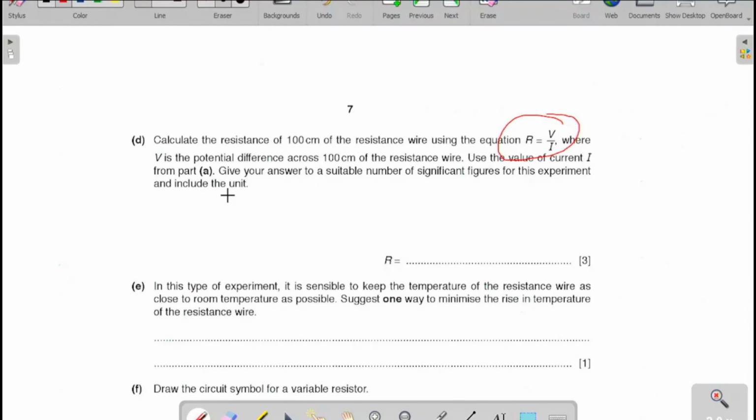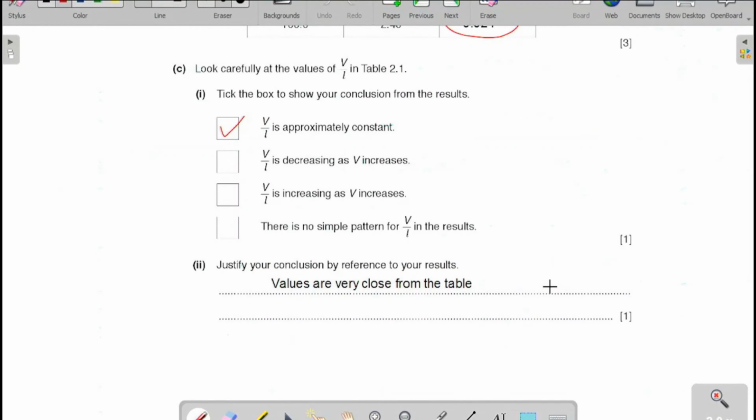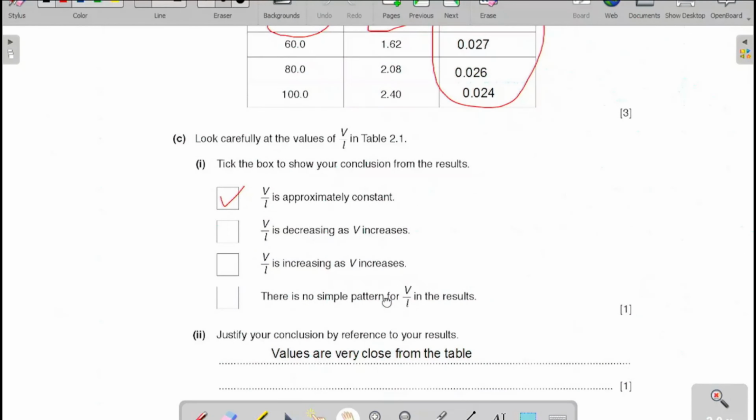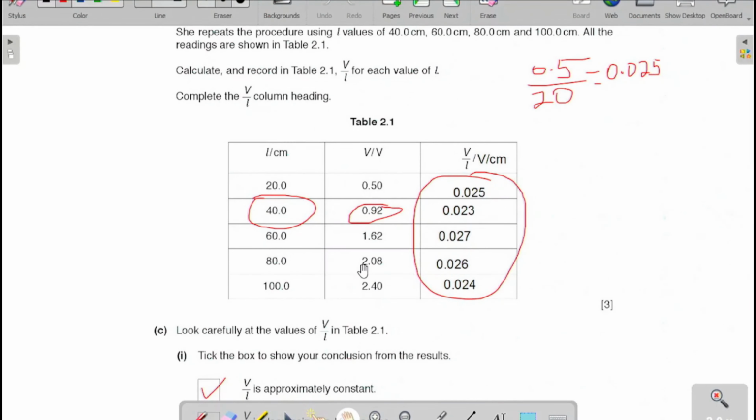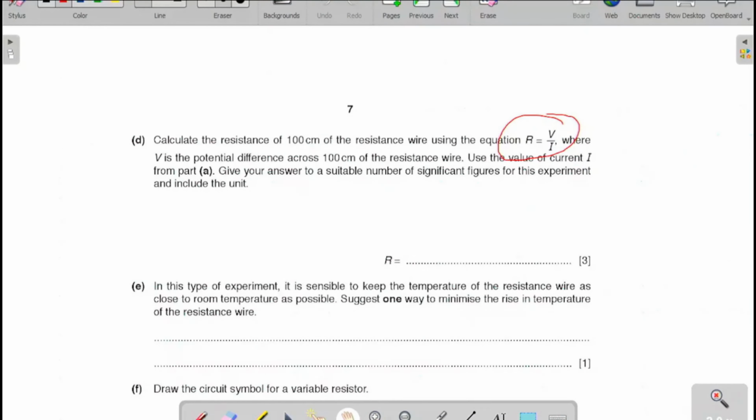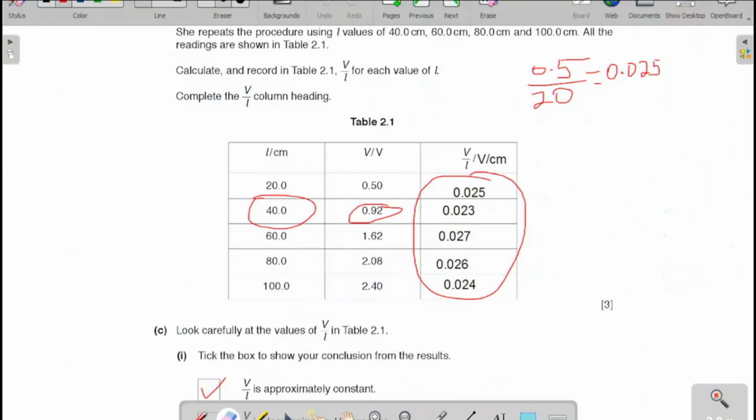So we are to use the current we got earlier. Where is the current again? Not here. Let's check the next one. Okay, 0.47 was the current that we got. So our current is 0.47. So how do we get our V? Let's look at it critically.